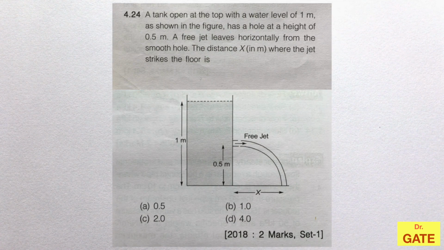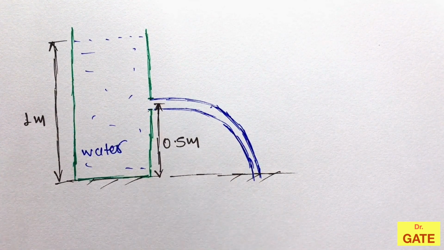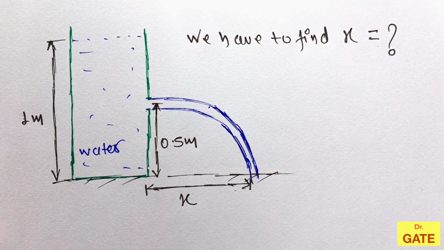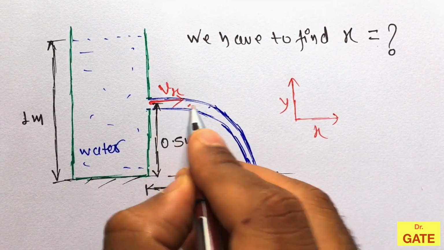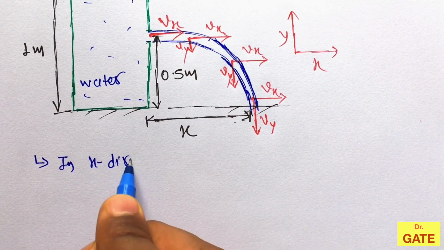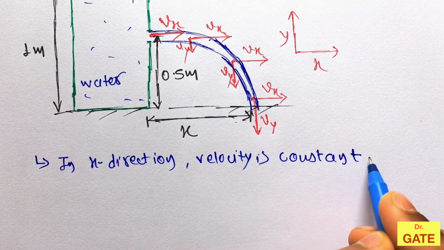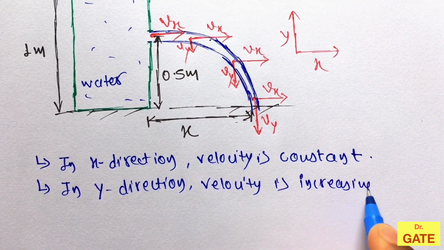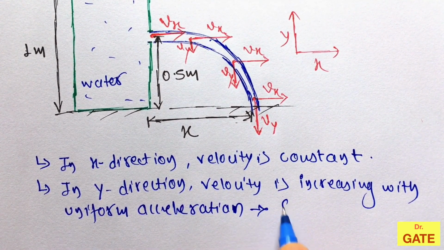Let's solve our last numerical. A tank open at the top with a water level of 1 meter as shown in the figure has a hole at a height of 0.5 meter. A free jet leaves horizontally from the smooth hole. The distance x in meter where the jet strikes the floor is something like this is given, and we have to find the value of x. One should note that in this flow, the velocity of a particle will be something like this. That is, in the x direction, velocity is constant, and in the y direction, velocity is increasing with a uniform acceleration of g.